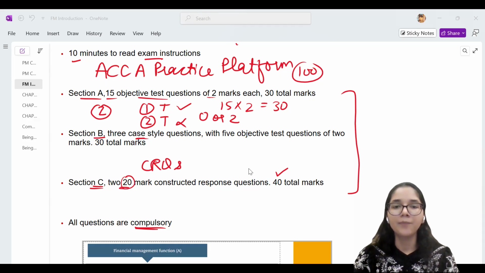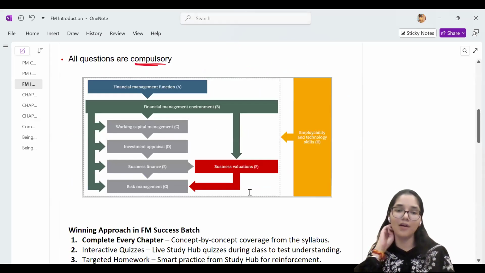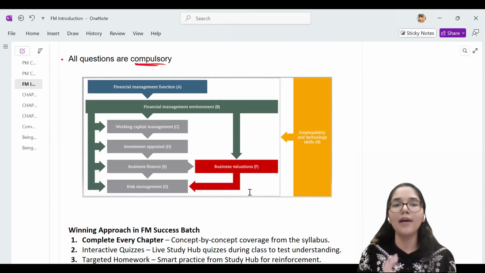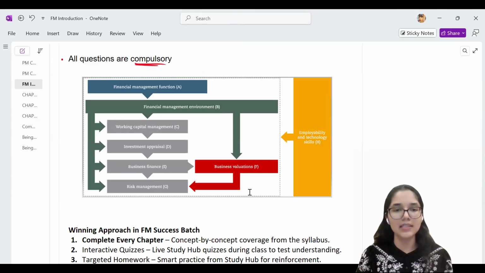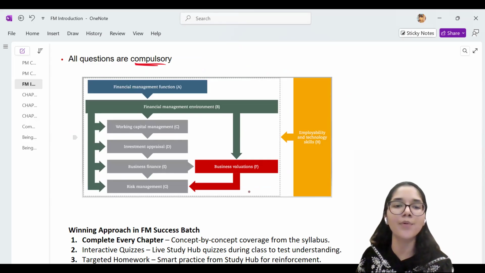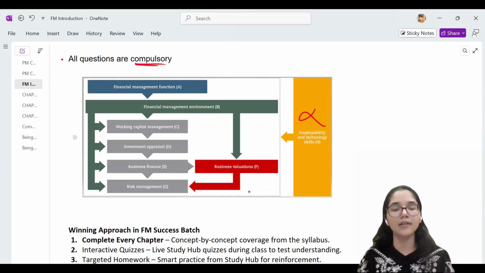Okay, perfect. So I will now proceed further to tell you about what we are going to learn as a part of the FM syllabus. If you see, this snip that I've taken is from the ACCA syllabus itself. They have divided your paper into these broad syllabus areas, A, B, C, D, E, F, and G. Syllabus area H, you can completely ignore.